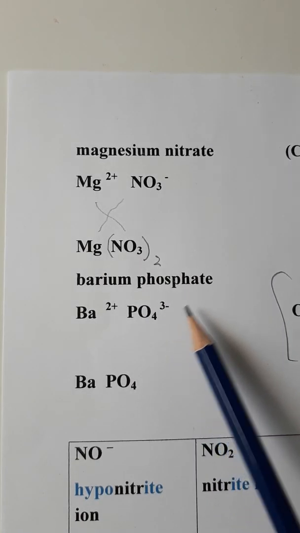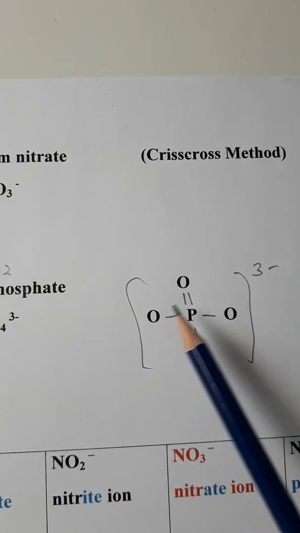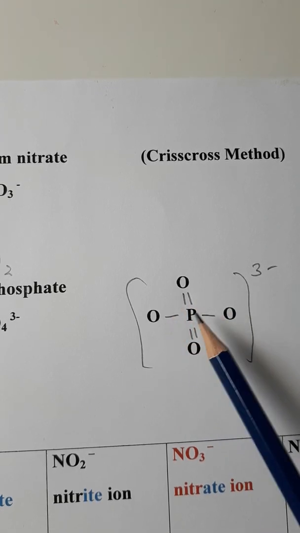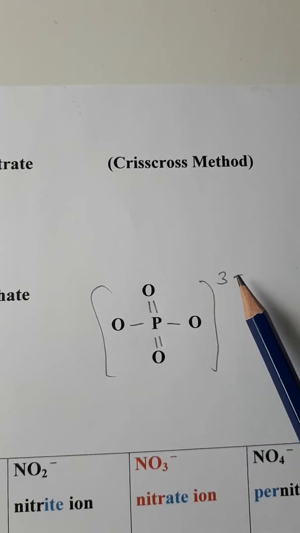Barium phosphate. So this is the rough shape of the phosphate ion. Phosphorus atom joined to 4 oxygen atoms like this. Again, more details in the next lesson. And it has a net charge of 3-.